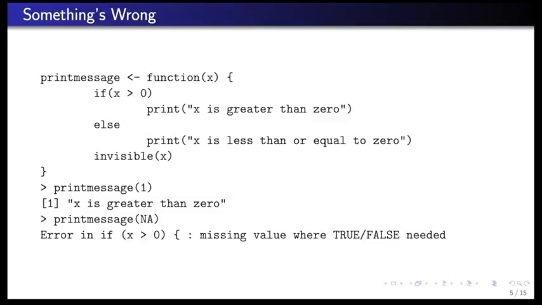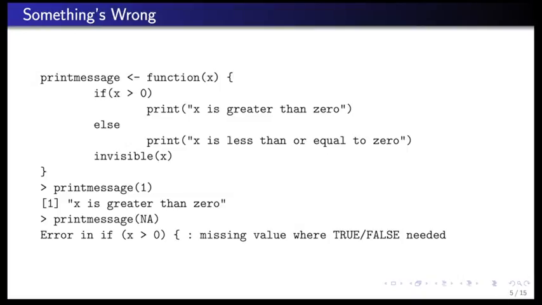So here I create my print message function, and I call print message 1. Great, no problem. I get the message x is greater than 0. So what does print message return? Just before I go on, print message returns its argument, right? So if I had assigned the output of print message to some other object, it would be the number 1 in this case, even though it didn't print out the number 1 anywhere.